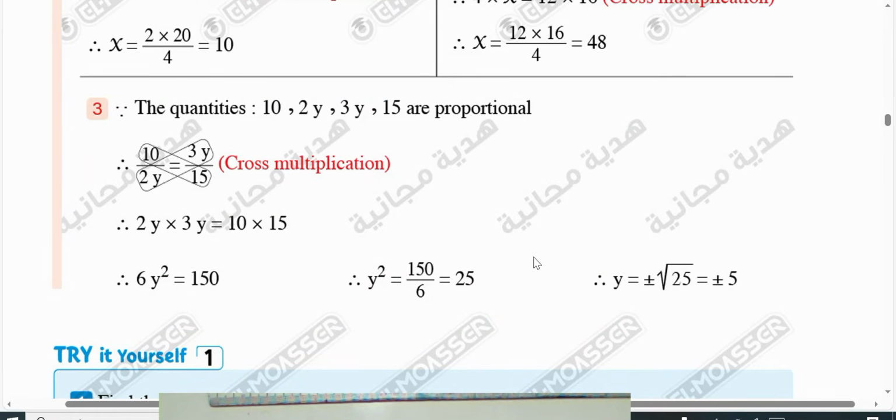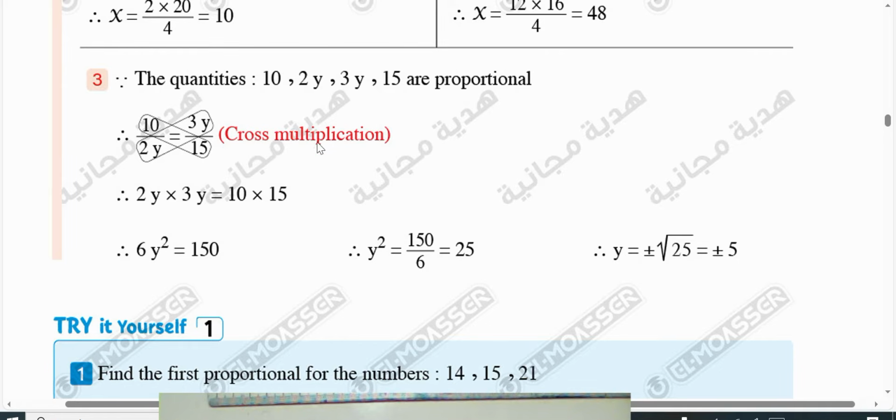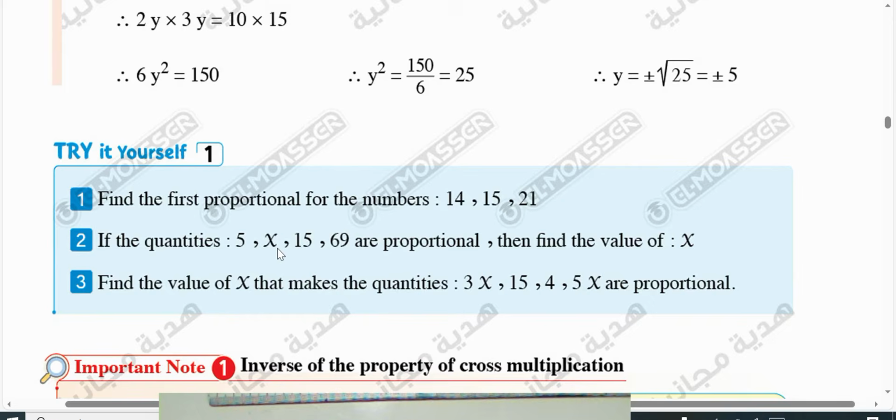Number 3, give me the example. 10, 20, 10 and 2y and 3y, 15 are proportional. You can find the value of y by writing first over second equals third over fourth. Okay, next questions are for yourself.